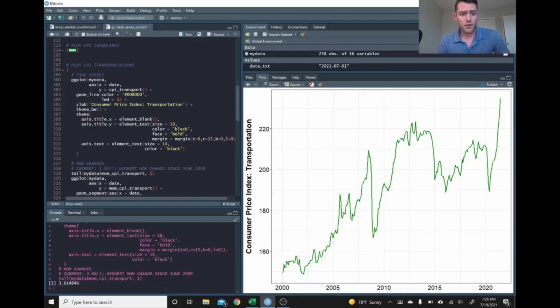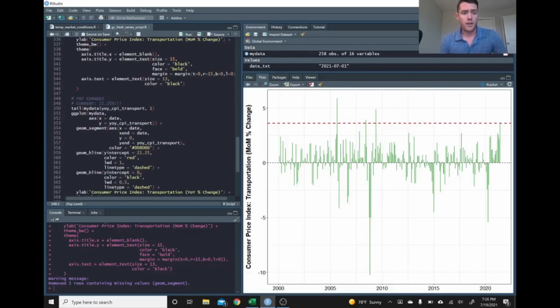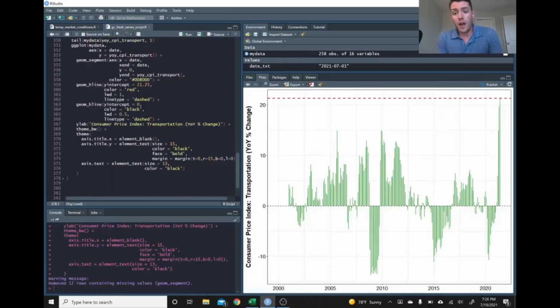If we look at month-over-month changes, from May to June of this year, it increased by 3.6%. And that's what that looks like there. You see you've got to go back again to 2008, 2009 to see those kinds of month-over-month changes. And then year-over-year, we were sitting at 21.25%. So from June 2020 to June 2021, the CPI for transportation went up by 21.2%. And that's the highest year-over-year increase in recent history, at least going back to the year 2000 by a long shot.